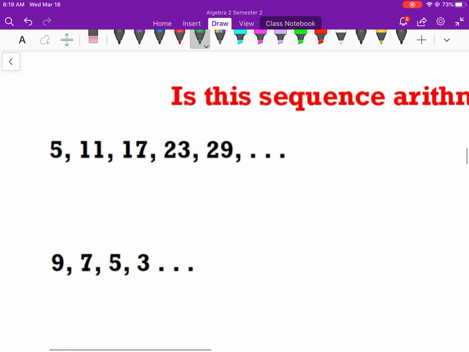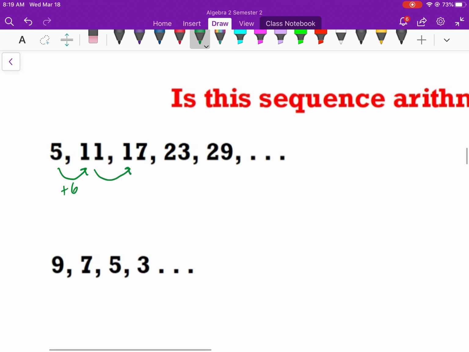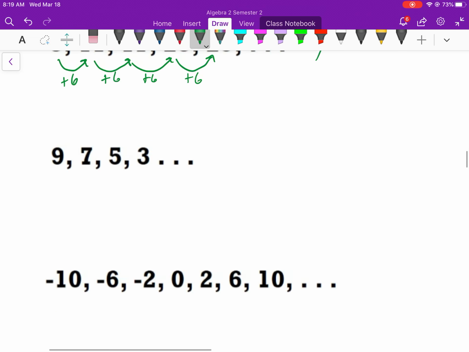So, just determining if something is an arithmetic sequence, let's try to find that pattern. We look at 5, 11, 17, 23, and if we're trying to determine if it's arithmetic, how am I getting to that next term? I would say plus 6. If that pattern follows all the way through the sequence, then that will tell us that we are arithmetic. 11 plus 6 is 17. 17 plus 6 is 23. 23 plus 6 is 29. So yes, that first sequence is arithmetic.